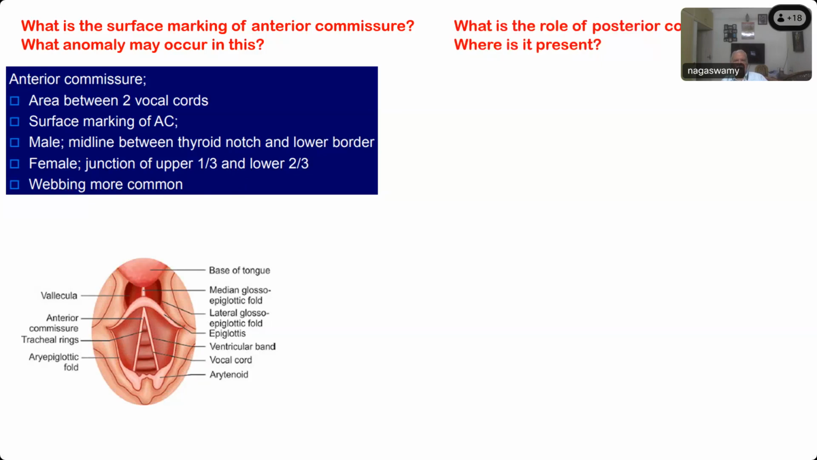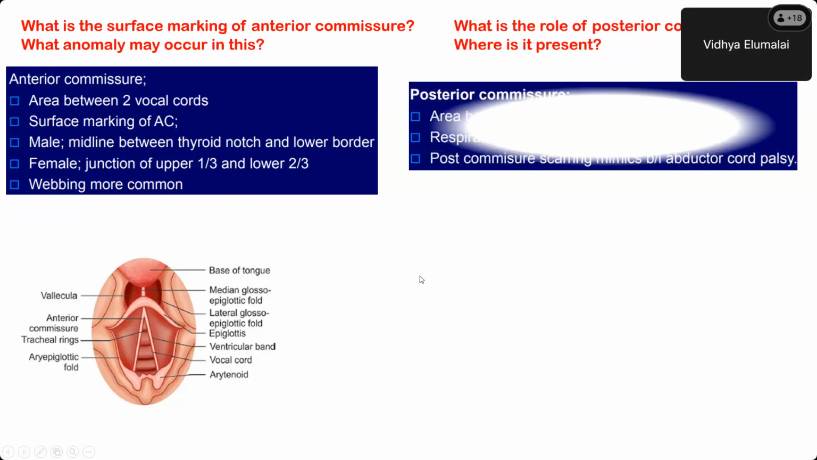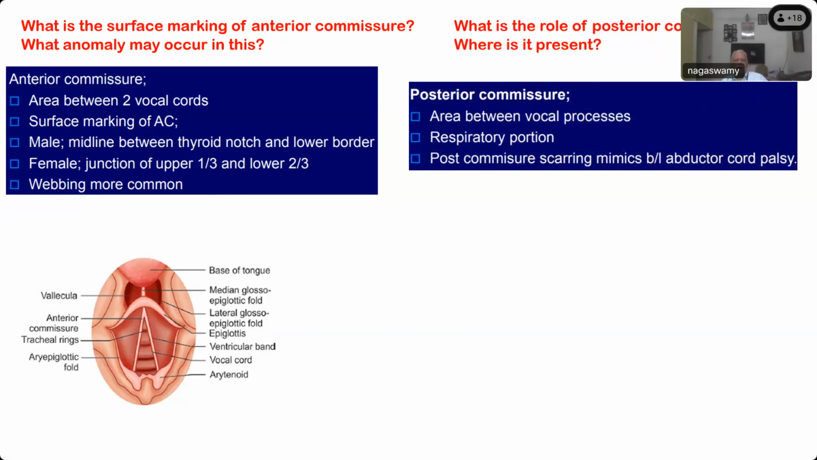What is the role of the posterior commissure and where is it present? The anterior commissure is this, what we see here, attached to the thyroid cartilage. The posterior commissure is attached to the arytenoid cartilage. Very good. It is the area between the vocal processes, the respiratory portion. So this posterior portion is the one which moves widely to allow air to go in, or even during phonation. And posterior commissure scarring mimics bilateral abductor cord palsy.